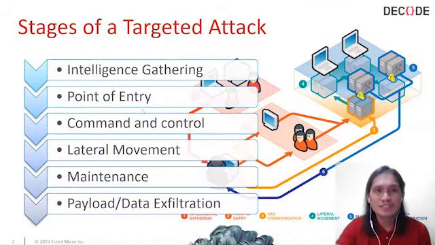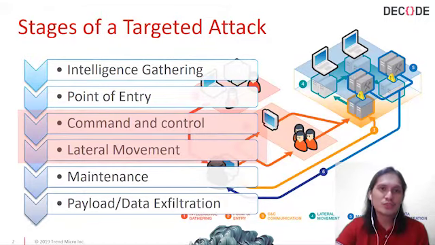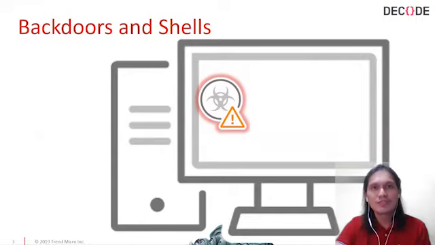So in this slide, we have the 6 stages of targeted attack. And what we are interested in is the command and control and the lateral movement. To be able to do command and control, the attacker needs to have some sort of control on one or more of the machines in the environment. Traditionally, they use a remote access tool or a backdoor. These things just give some control to the attacker.